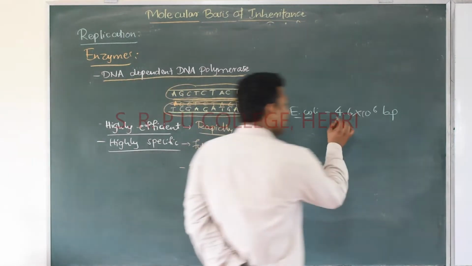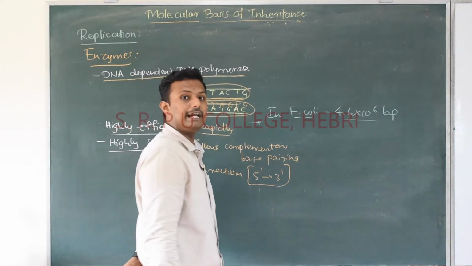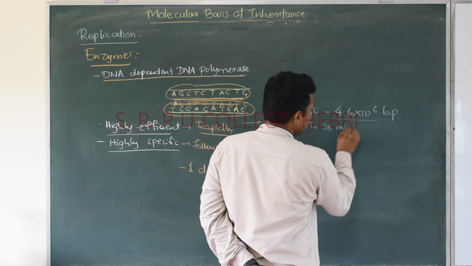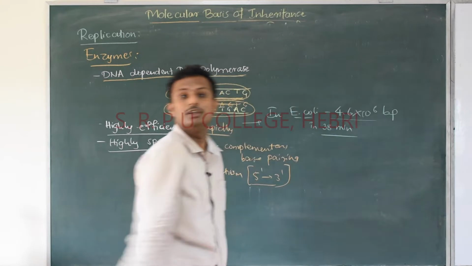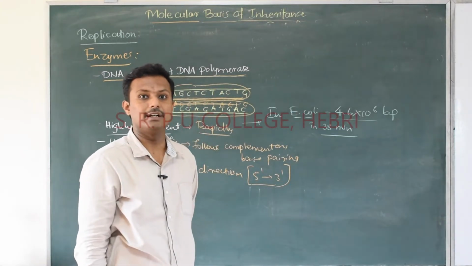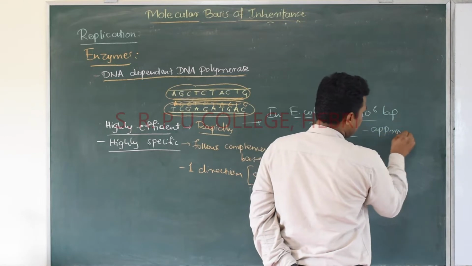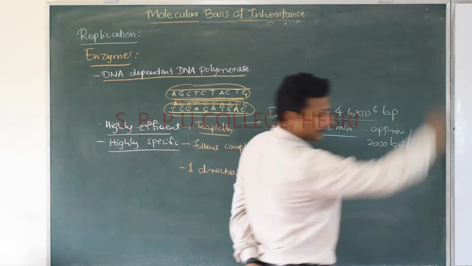So, the entire DNA of the E. coli will be replicated in 38 minutes, which accounts for approximately 2000 base pairs per second.